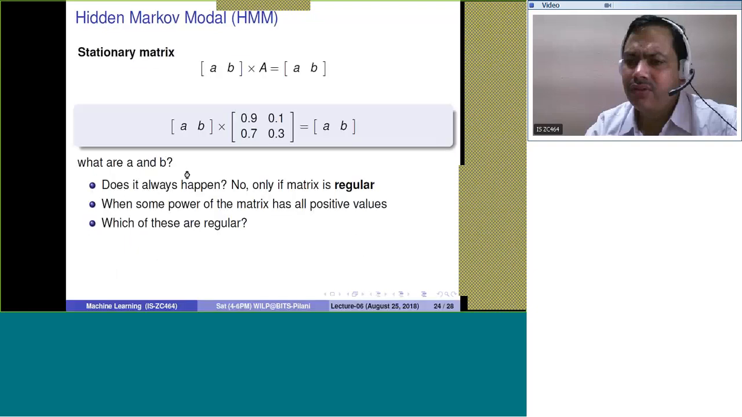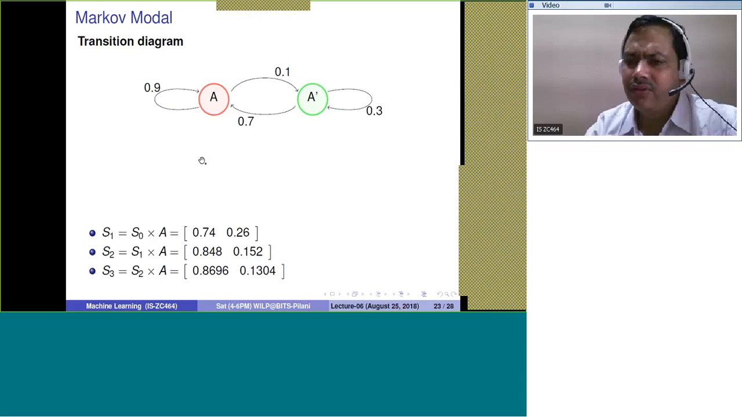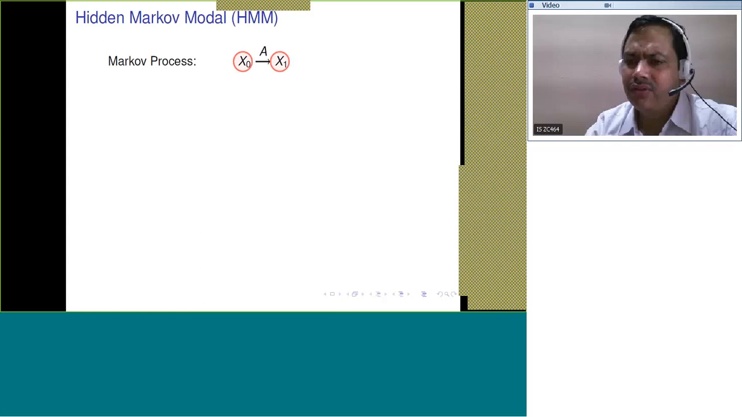So what is going to happen? This is the Markov model. The Markov model assumes that the same thing is going to apply. Initially you are in the X0 state, then you apply some phenomenon, then your state changes, then your state changes again. You keep doing this. But there is a very important concept called the hidden Markov model.